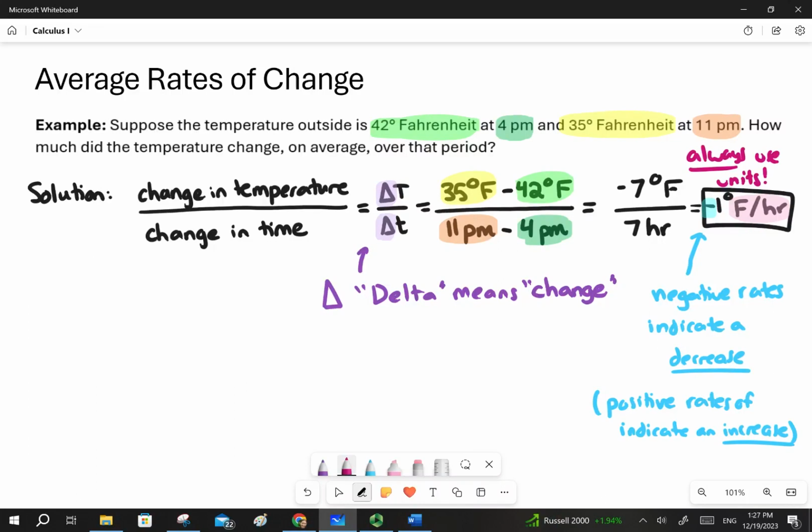Finally, just because the average rate of change was negative 1 degree per hour doesn't mean that the temperature decreased by 1 degree every hour. It is quite possible that the temperature was constant for multiple hours or even went up at times, but the overall change over the full 7 hours was that it dropped 7 degrees.